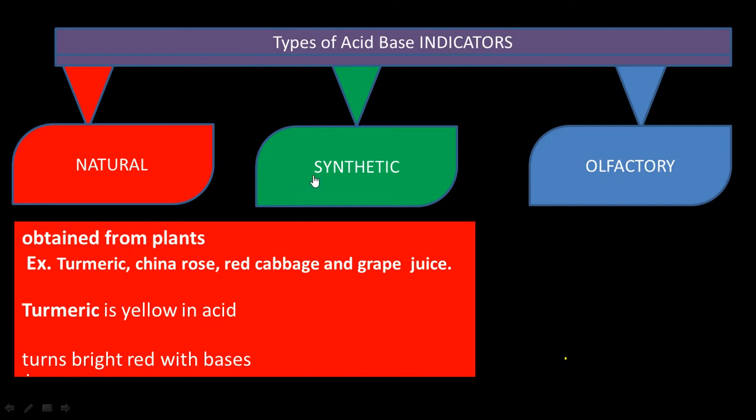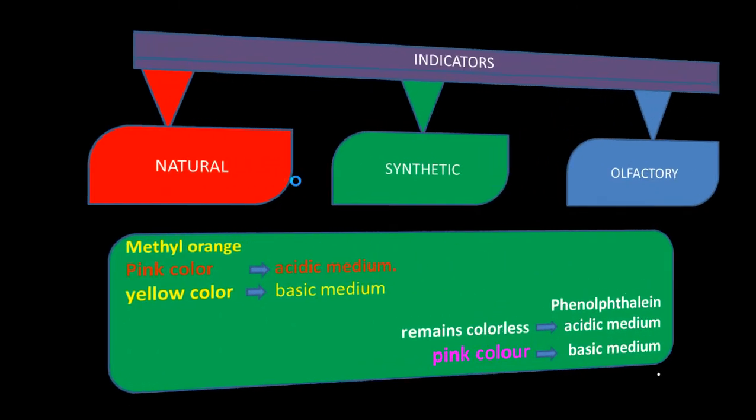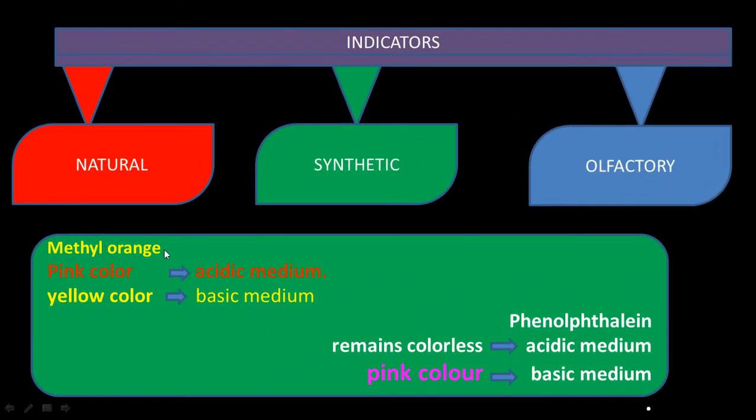Next, synthetic indicators. Methyl orange and phenolphthalein are the synthetic indicators. For example, in acid, methyl orange turns pink color and in base it turns yellow color.